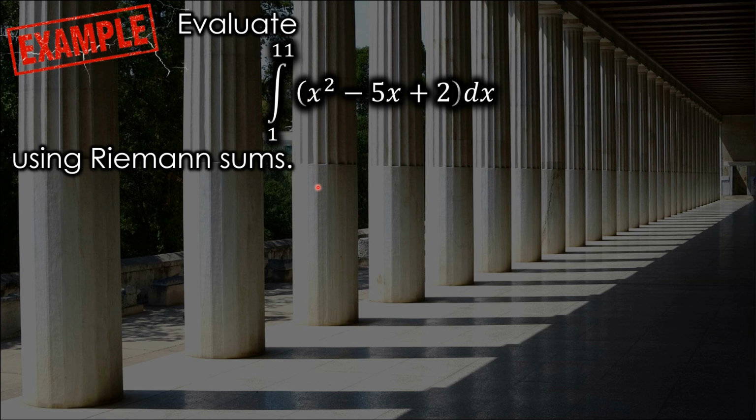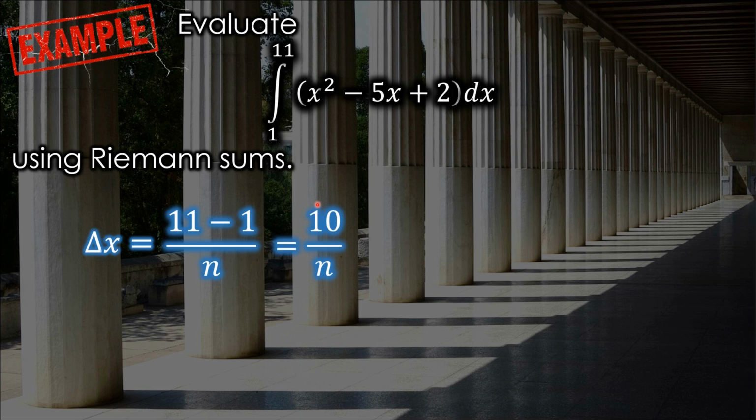1 to 11. Okay, that's the width of my interval, right? It's 11 minus 1, which is 10. And I'm dividing that by the unknown value of n because I'm keeping that arbitrary. I don't know what n is. It's going to be changing. That means my delta x is 10 over n.